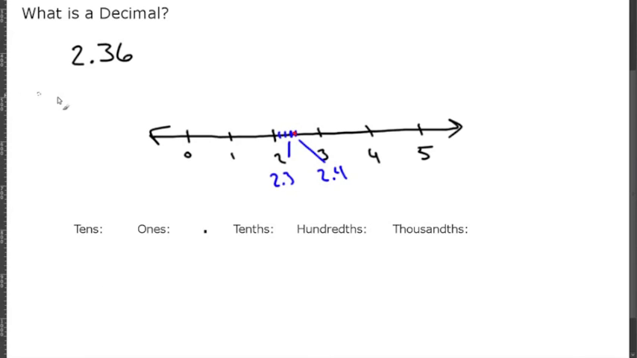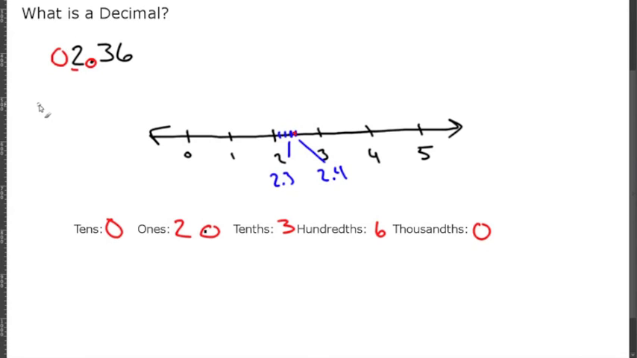Now again, our tens place, there's nothing. So it's going to be 0. And our ones place, we have 2. Then comes the decimal point. After that is our tenths place. So we have 3/10, and we have 6 hundredths, and there's nothing in our thousandths place, so that would be 0 thousandths. So 2 and 36 hundredths would be our decimal.